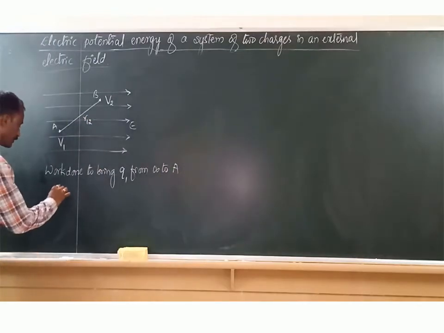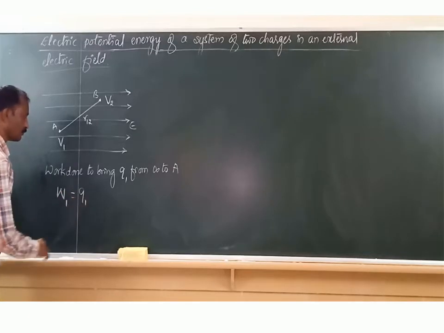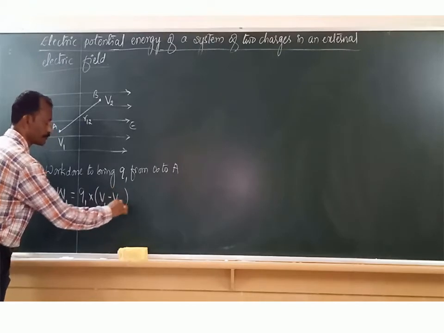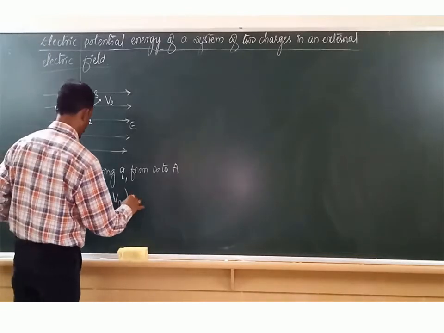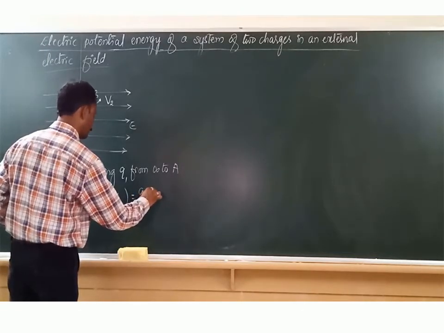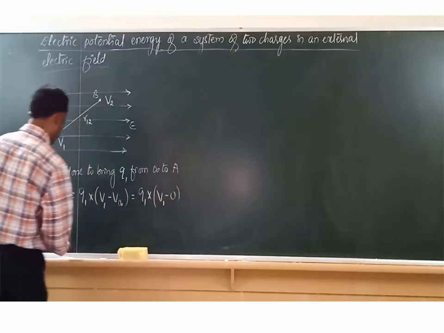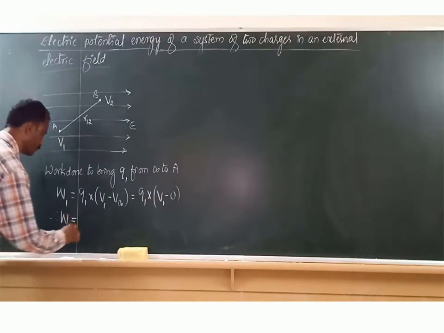The work done to bring Q1 from infinity to A is W1, which equals charge into potential difference, Q1 into (V1 minus V infinity). But V infinity is 0, so it is Q1 into (V1 minus 0). Therefore W1 is equal to Q1 V1.